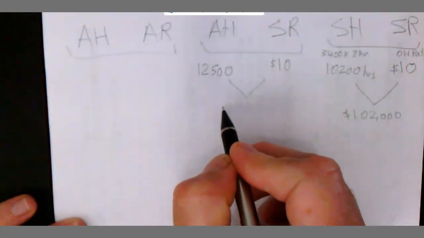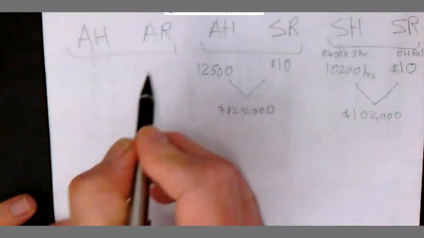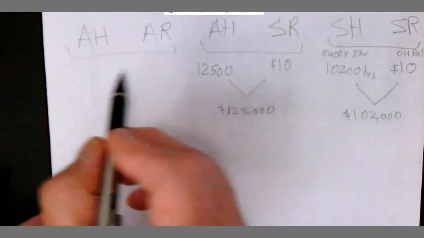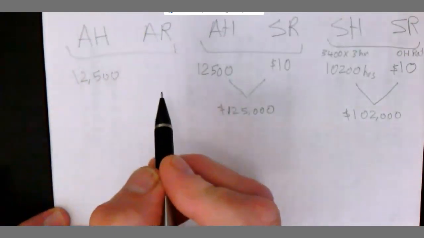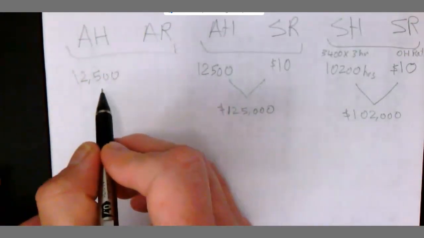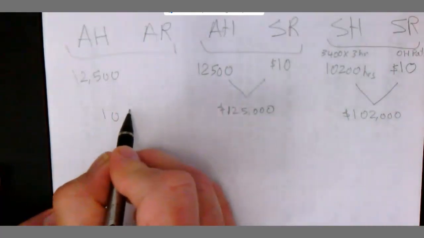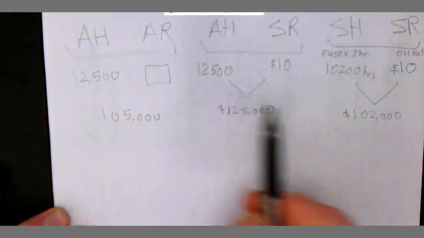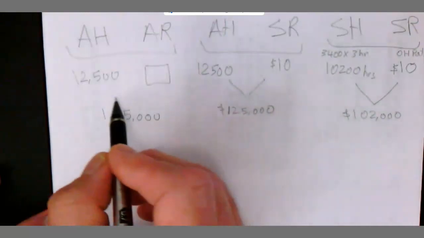So that ends up to be $125,000. And actual rate, we don't know actual rate, what was that, but actual hours was 12,500 hours. And we spent $105,000. So here I don't know what the rate is, because technically we don't have actual rate. We always use the standard rate. So this rate is kind of blank because it's not relevant at this point.